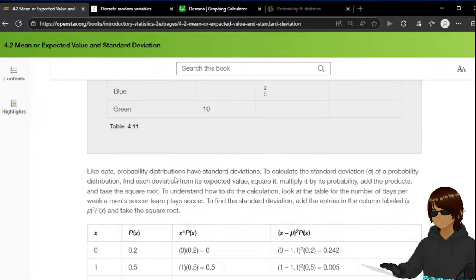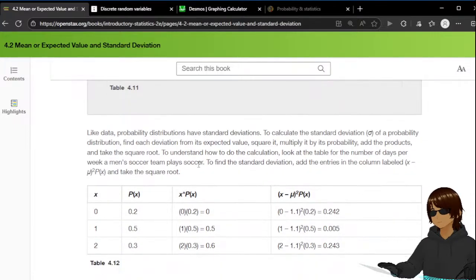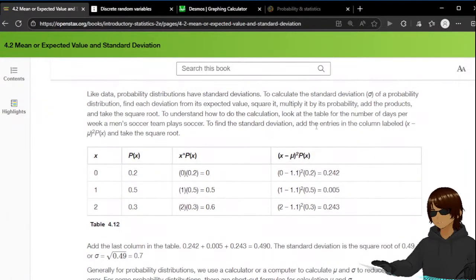Like data, probability distributions have standard deviations. To calculate the standard deviation of a probability distribution, find each deviation from its expected value, square it, multiply it by probability, add the products, and take the square root. To understand how to do the calculation, look at the table for the number of days per week a men's soccer team plays soccer. To find the standard deviation, add the entries in the column labeled x minus mu squared times px.